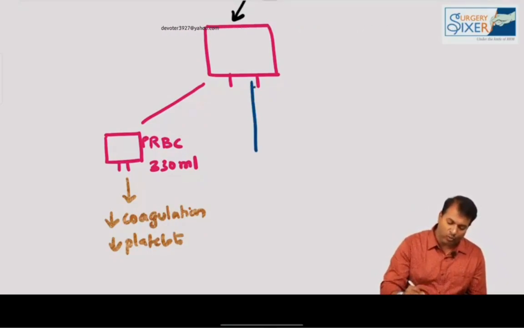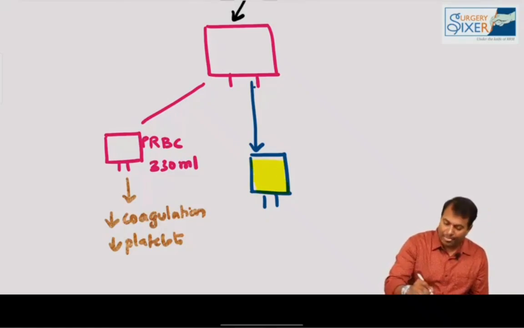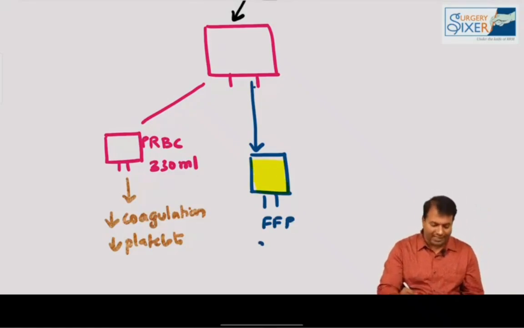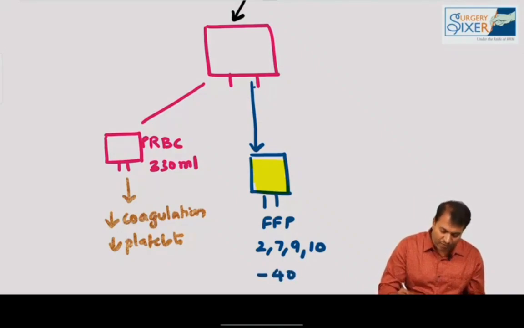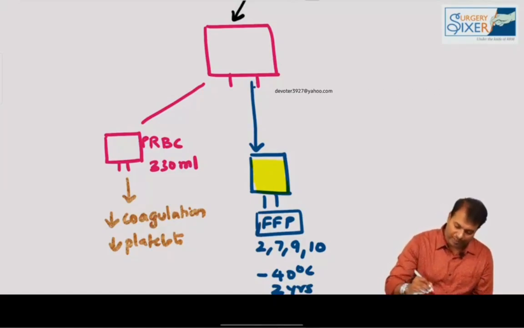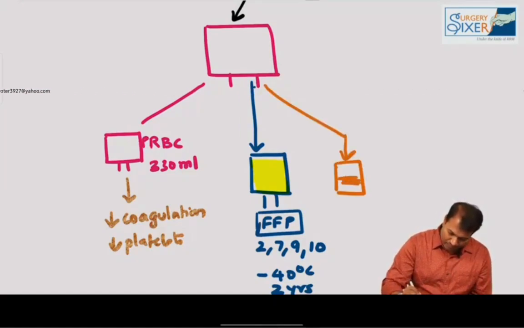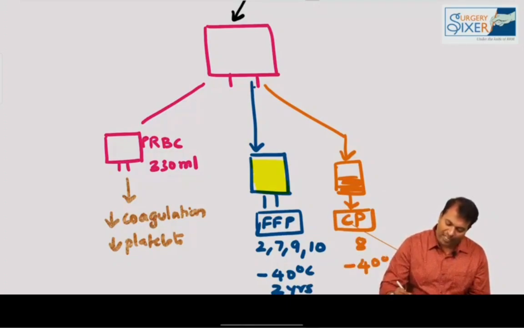Therefore, we form new components like fresh frozen plasma, which is yellow in color. FFP is rich in coagulation factors, especially 2, 7, 9, 10, and it is kept in the freezer compartment at -40 degrees centigrade for 2 years. It is deficient in factor 8, so we have a separate component rich in factor 8, cryoprecipitate, which is also stored at -40 degrees centigrade for 2 years.